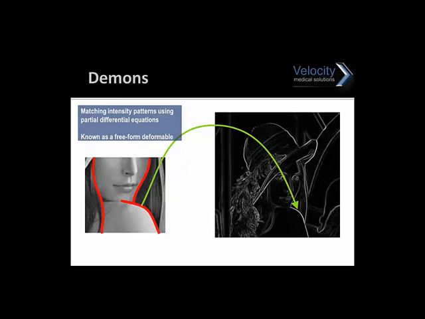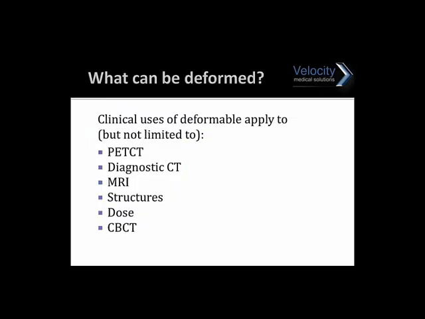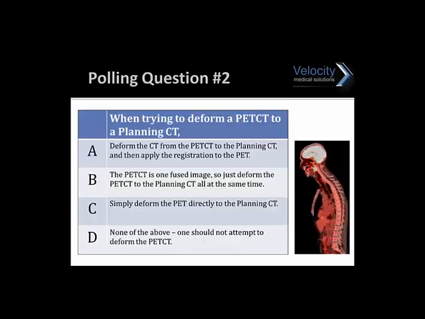All right, so that brings me into my next question, polling question number 2. When trying to deform a PET-CT to a planning CT, what technique would you use? A, deform the CT from the PET-CT to the planning CT, and then apply the registration to the PET. B, the PET-CT unfused image, so just deform the PET-CT to the planning CT all at the same time. I mean, it's just one image. C, deform the PET directly to the planning CT. Or D, none of the above. One should not attempt to deform the PET.